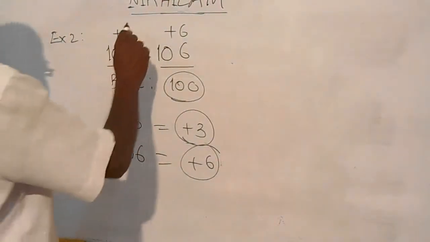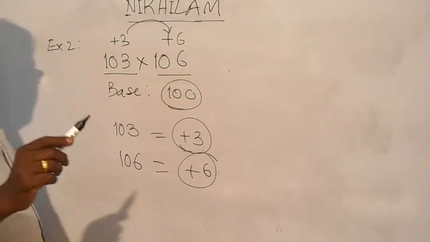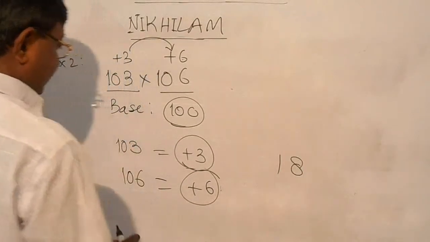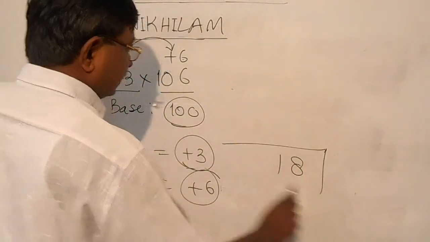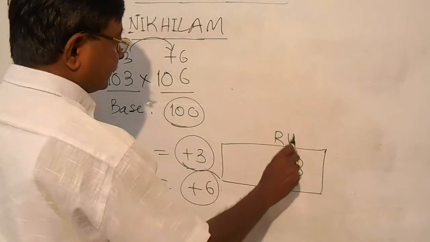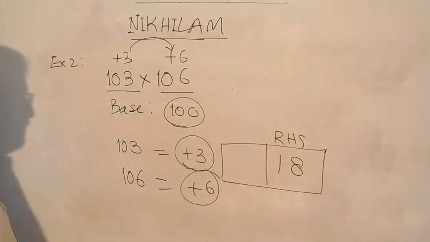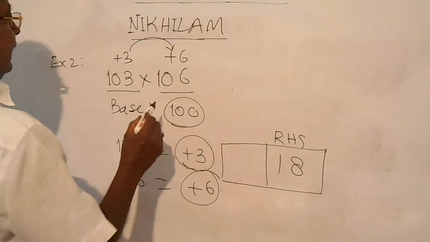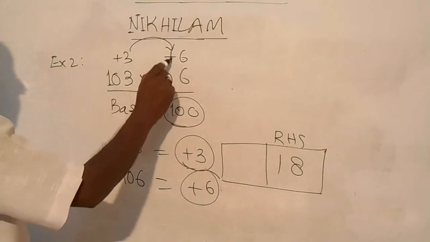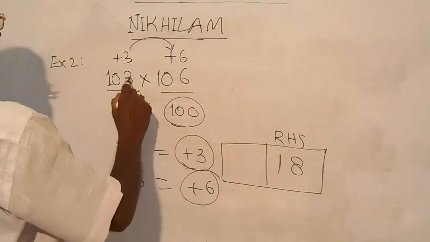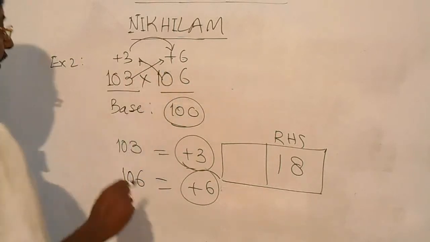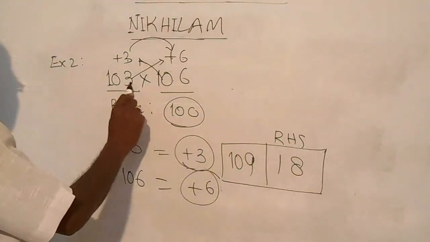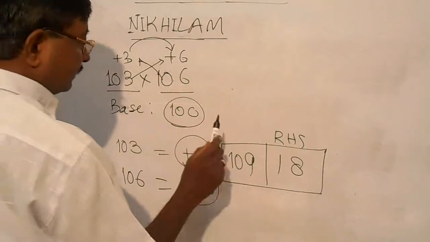Now the next step is to multiply plus 3 into plus 6. 3 into 6 is 18, which forms the RHS. The base is 100 and 18 is a 2-digit number. Next we have to find the LHS. Crosswise we have to add: 106 plus 3 is 109, and 103 plus 6 is 109. In both cases it comes to 109.